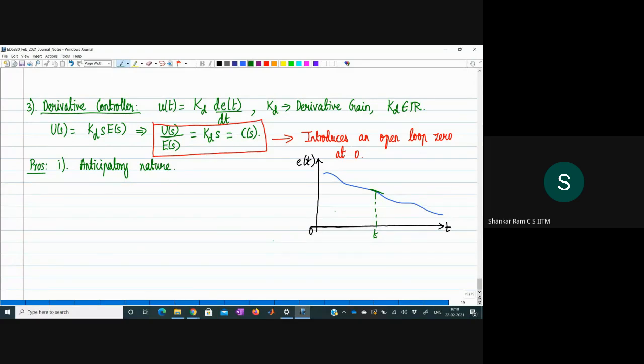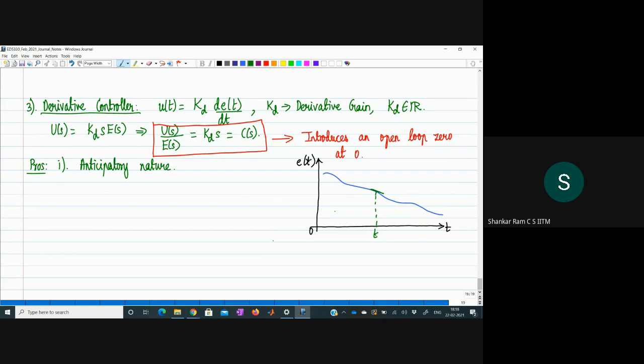Okay, but there are some cons associated with the derivative controller too. Let us see some potential limitations associated with derivative controllers. For example, let us say we have a constant error signal. If we take the derivative, we essentially are going to get zero. So the derivative controller will not be able to correct for a constant non-zero error signal. That's one thing, right?